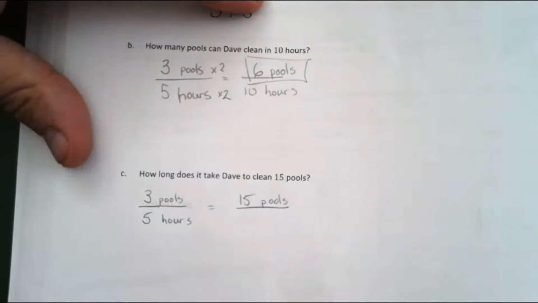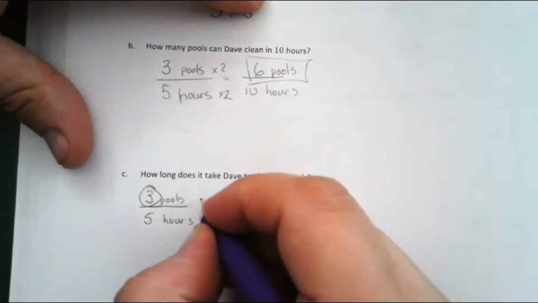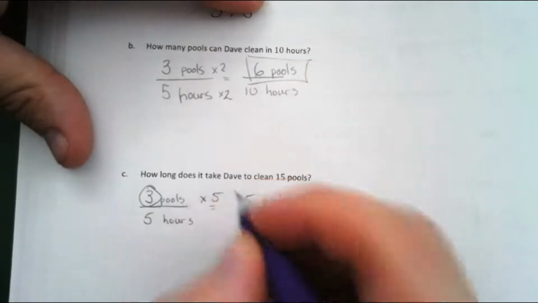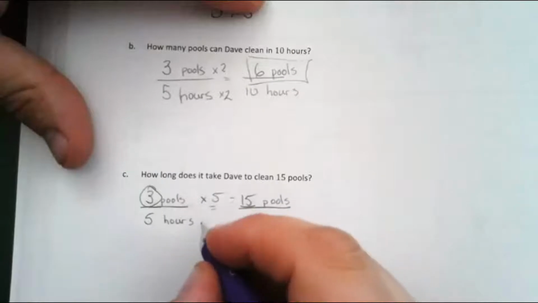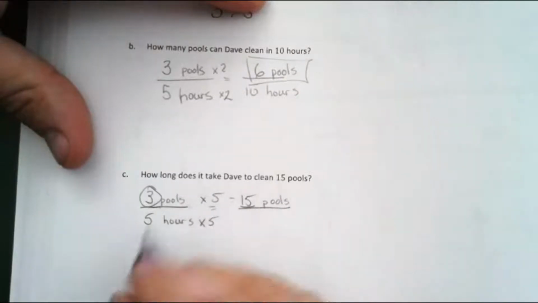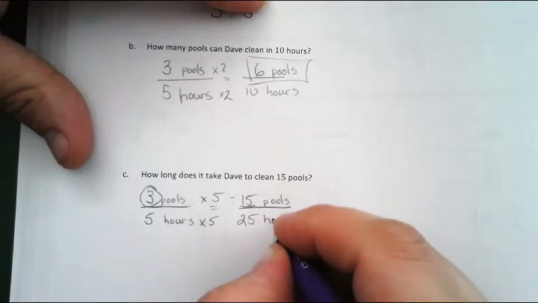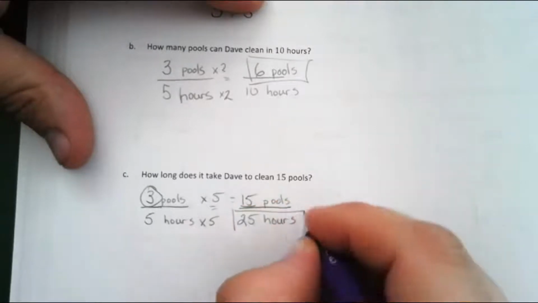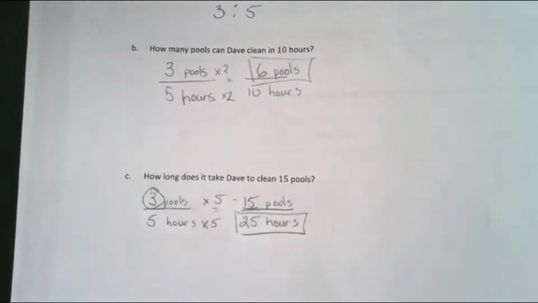Okay. So again, the question is, what do I do to 3 to get 15? I multiply by 5. 3 times 5 equals 15. So then I multiply the denominator by 5. 5 times 5 is 25. So it's 25 hours to clean all them pools.